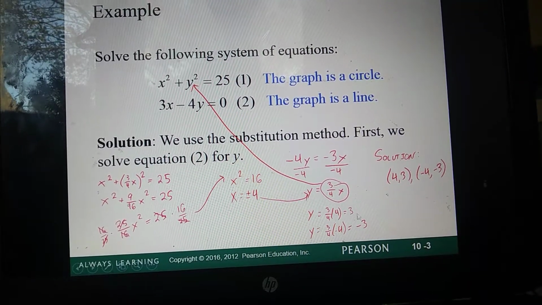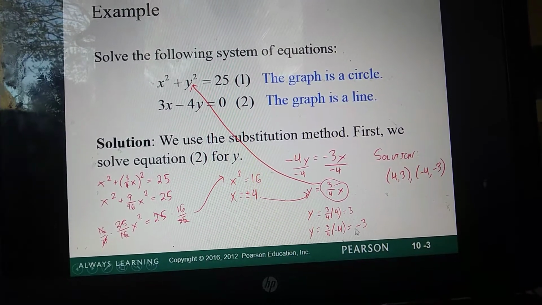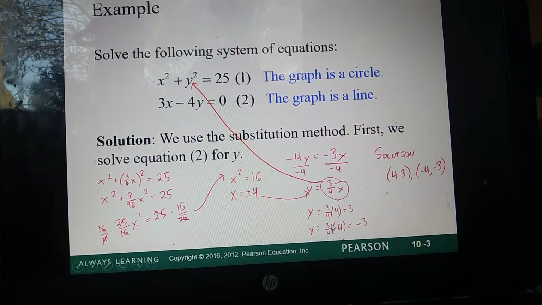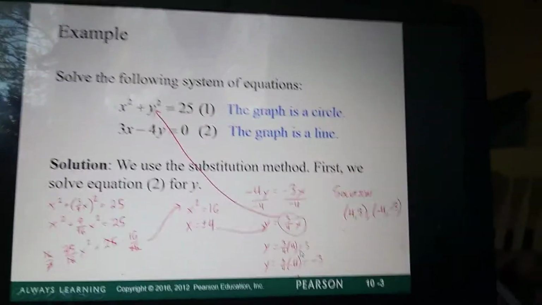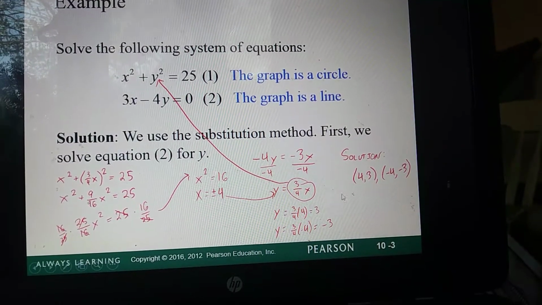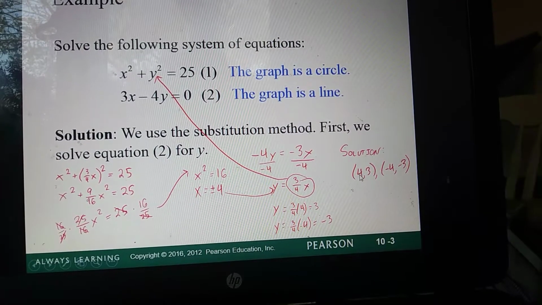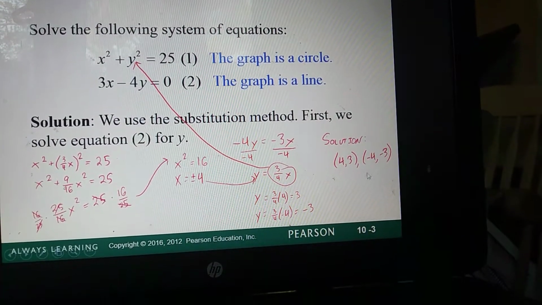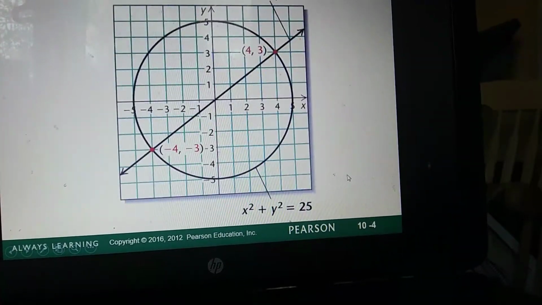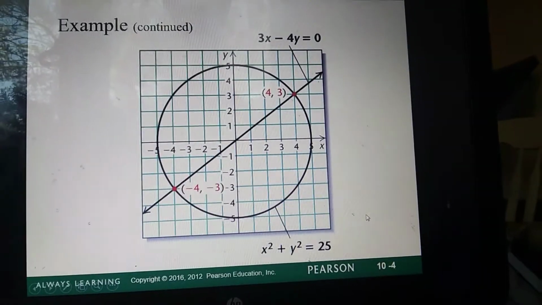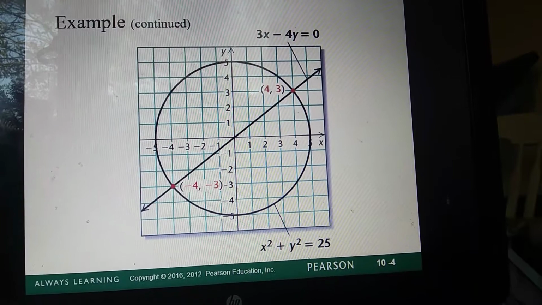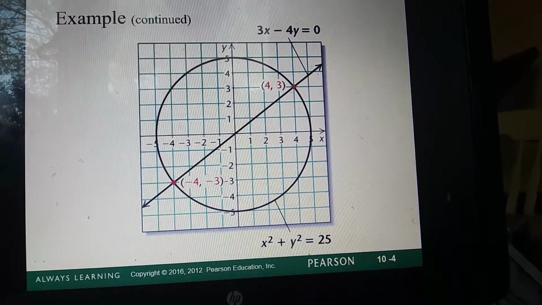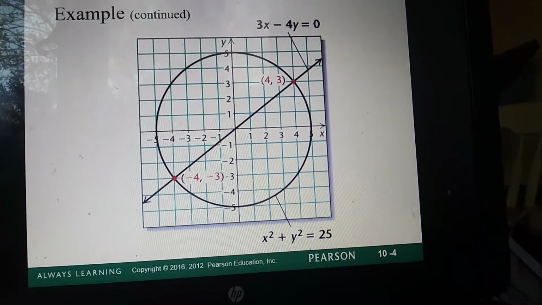We're going to plug it in for that expression for y. So here we plug in the +4. Here we plug in that -4. And out comes two separate answers for y. You can see over here in the solution, we have +4 gives us +3, -4 gives us -3. And it's neat to visualize. We can see how exactly that works. It's just a line and a circle, and it crosses right through.